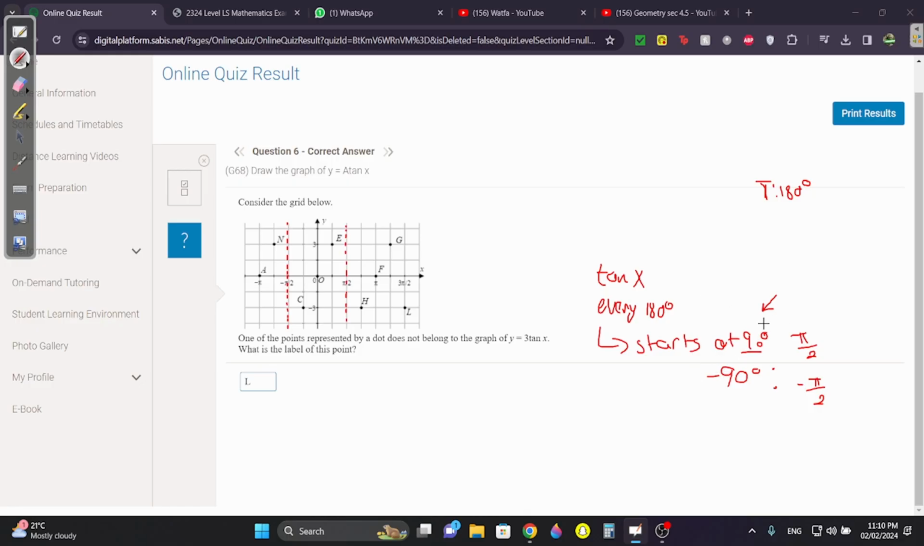Since it's every 180 degrees, the next one will be at 270 degrees, right? 270 degrees is 3 pi over 2, because 3 times 180 divided by 2 is 270 degrees. So there's going to be an asymptote also at 3 pi over 2. But what's the problem here? There's a point L on that asymptote. And since it's an asymptote, there can't be any point on it. So which one does not belong to the graph of y equals 3 tan x? Point L, because it's on the asymptote.